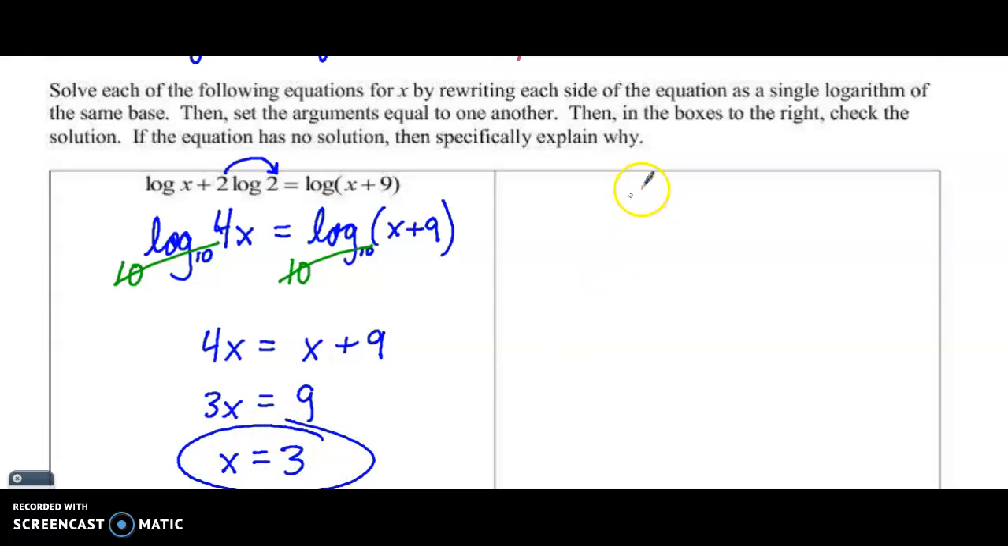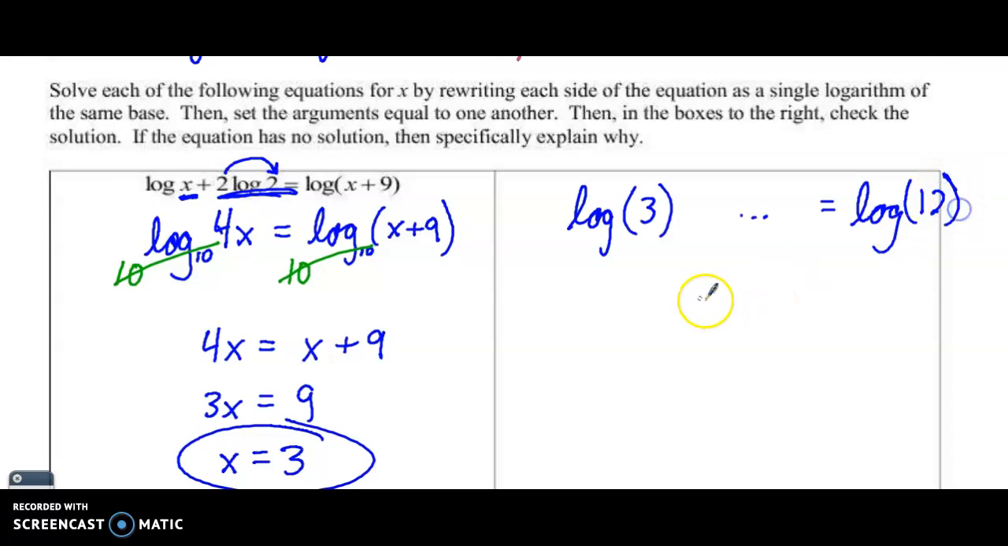Now on this right box, we're supposed to check our work. And all you really need to check is, now he wants you to use a calculator. I'm not going to go through all of that. Can you log 3? Well, I'm looking at this piece. This piece is fine, but can you log, well, 3 plus 9 is 12. And that answer is yes. This answer is good. x equals 3 is correct.